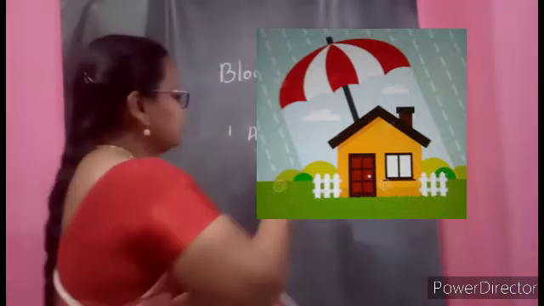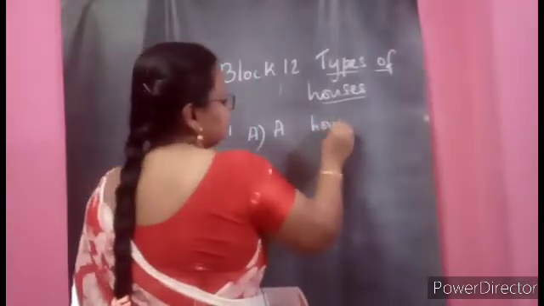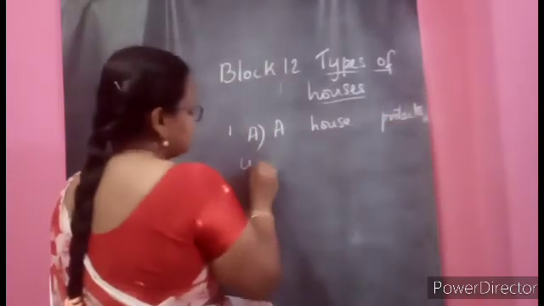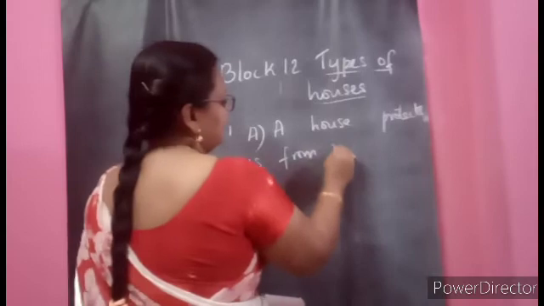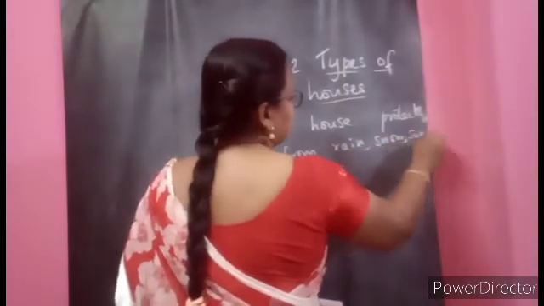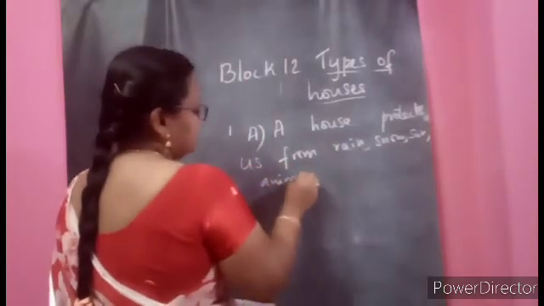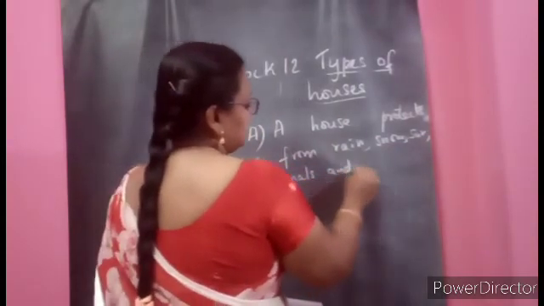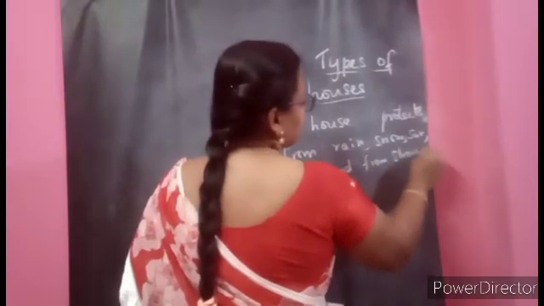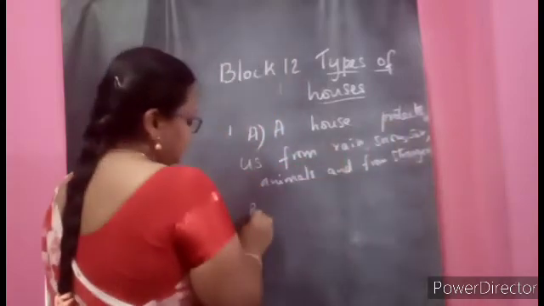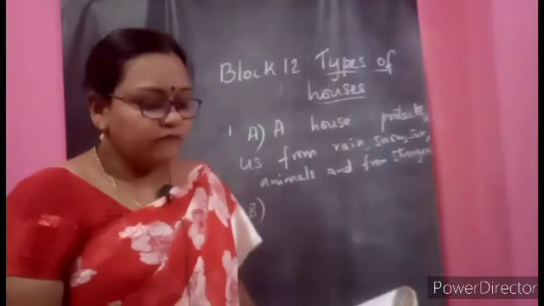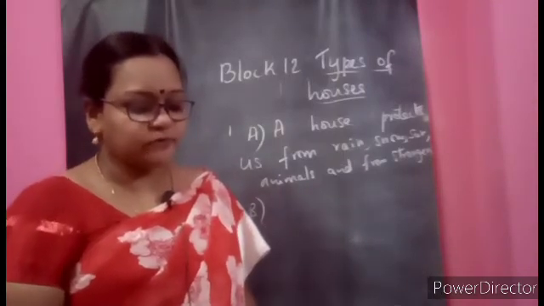So why do we need a house, children? A house protects us from rain, snow, sun, animals, and from strangers. Because strange people, we can't be friendly with all the people. We don't know who they are. Which house? So in that picture you are seeing different types of houses, no children.